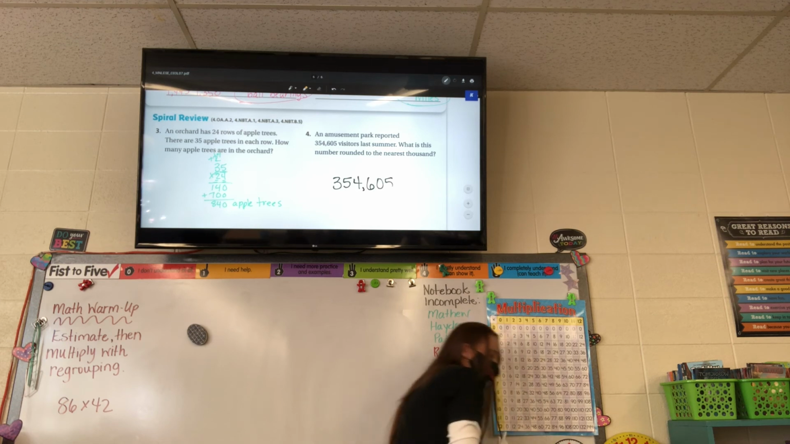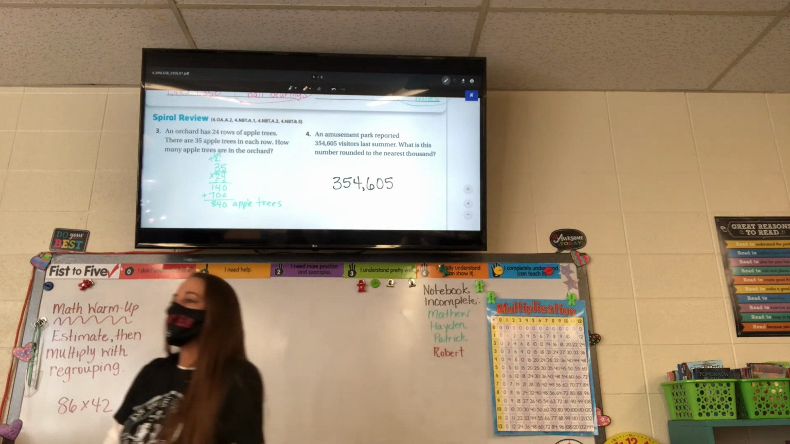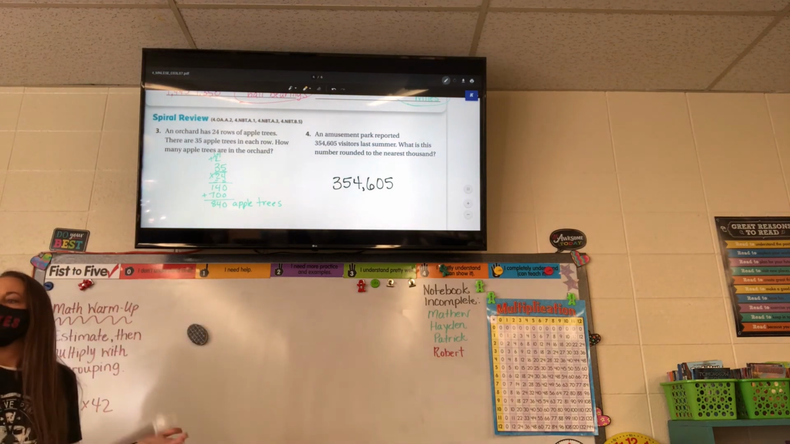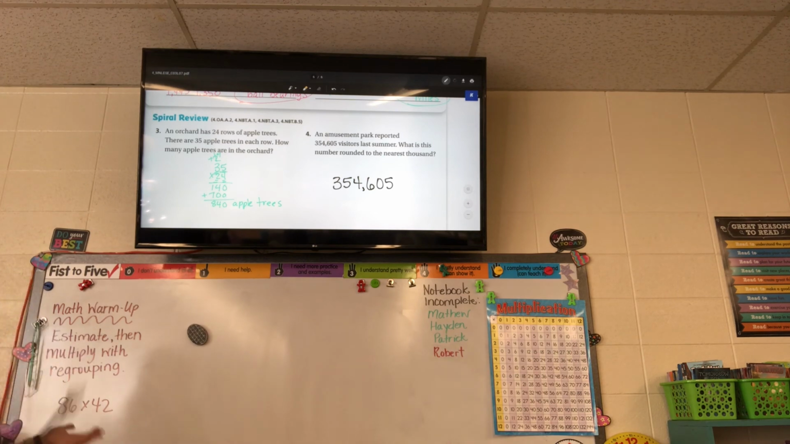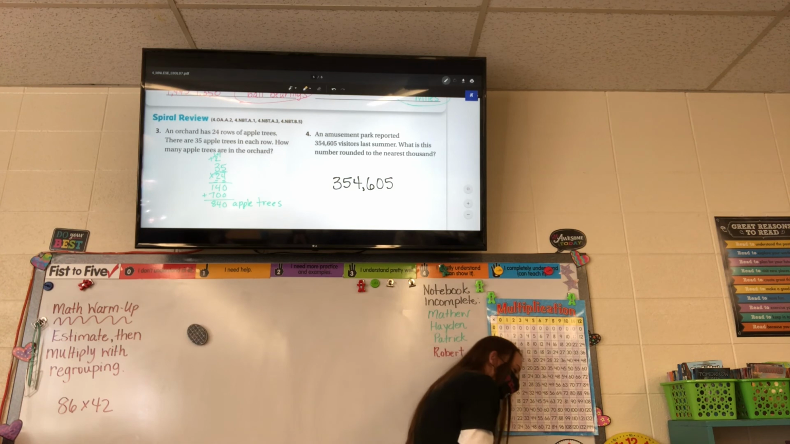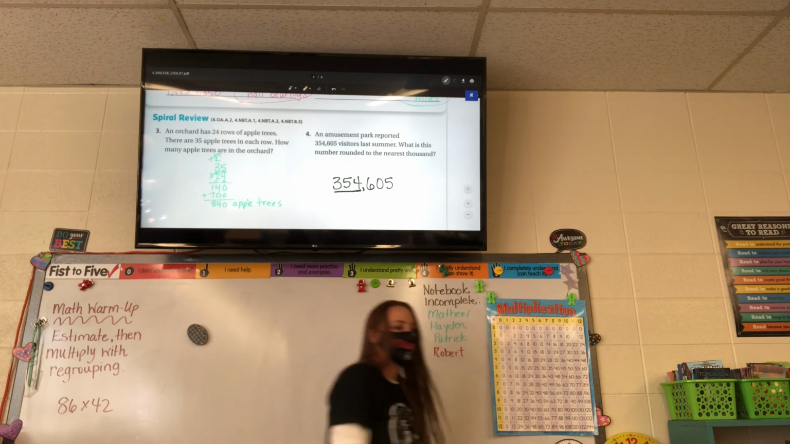354,605. In that number, what digit is in the thousands place? Everybody's hand should go up here. Colin, what digit's in the thousands place? The 4, beautiful. So everybody underline that, and then extend that underline all the way to the front. Okay?